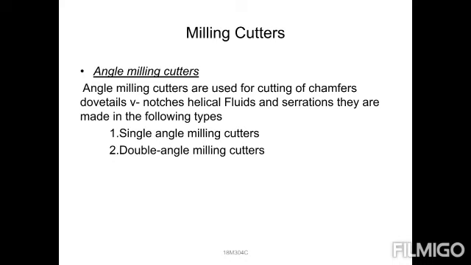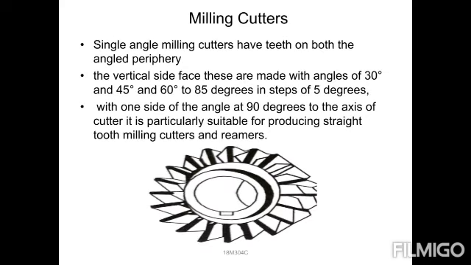So milling cutters are used for different types of operations, like any type of operation we can perform on milling machines, like 14 types of operations. Angle cutting is also one of the operations. We know the single angle milling cutter, and the next one is the double angle milling cutter. So that is the main thing. While using these two types of angle cutting, single angle and double angle milling cutters, you can observe the figure.